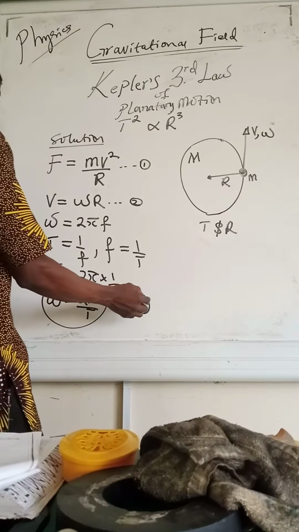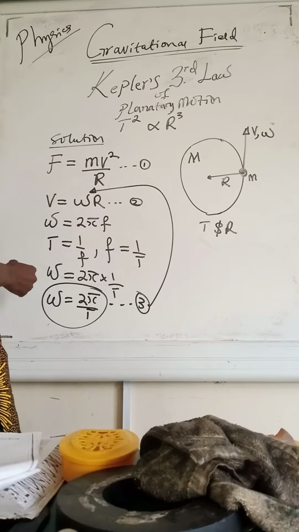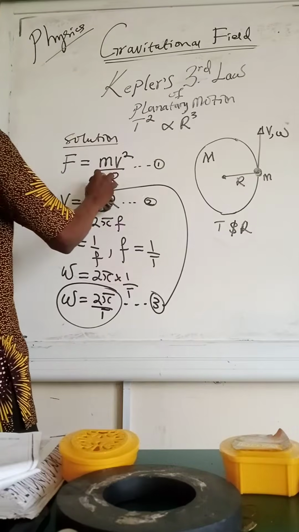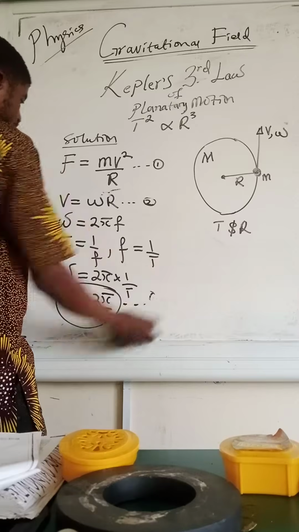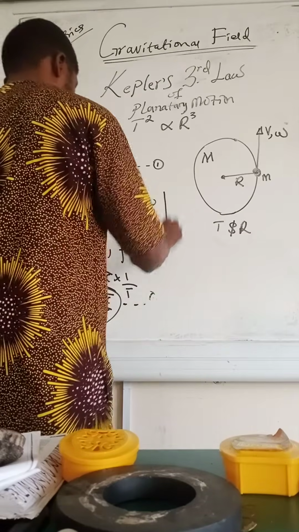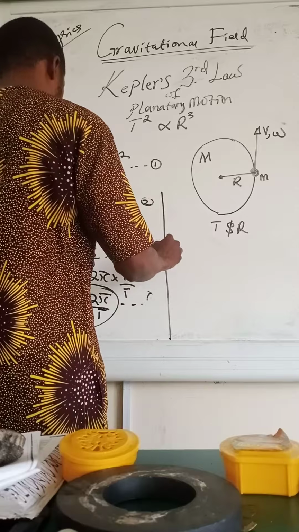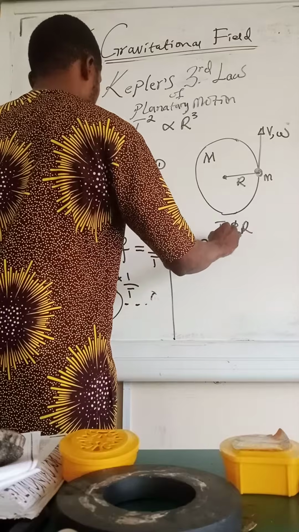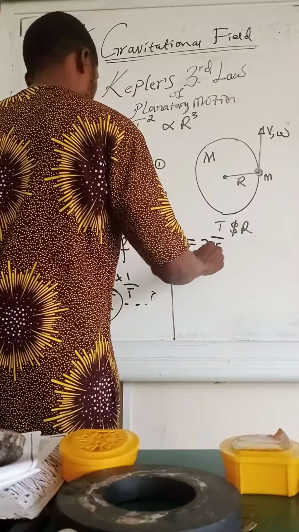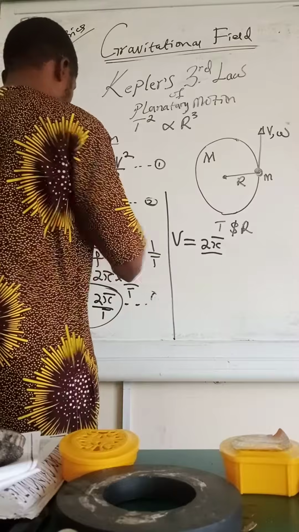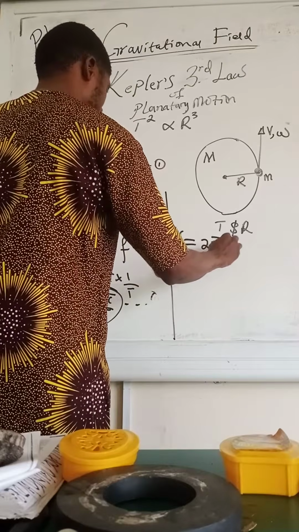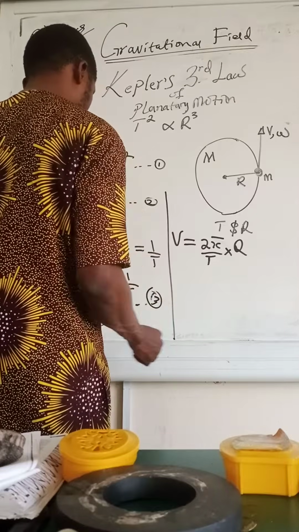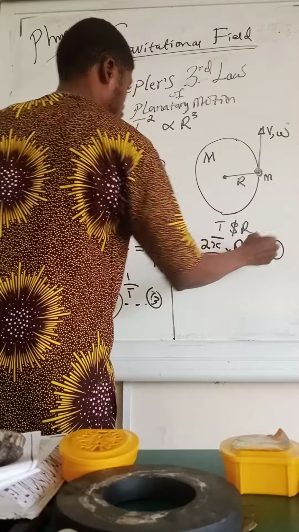So put equation number 3 into equation 2. If you do that, what do you have? You have something like this: your v is equal to 2 pi over T times radius R. You can call this equation number 4.